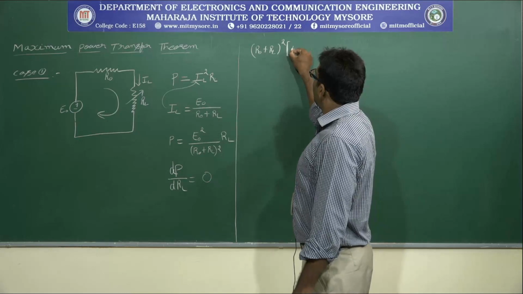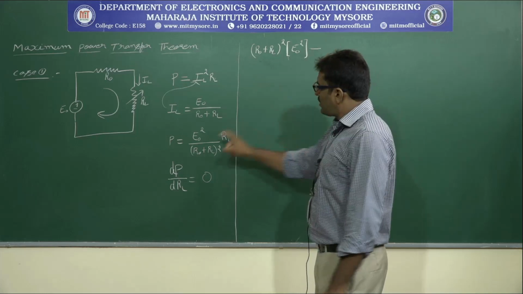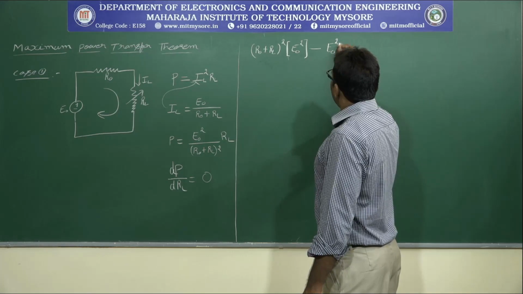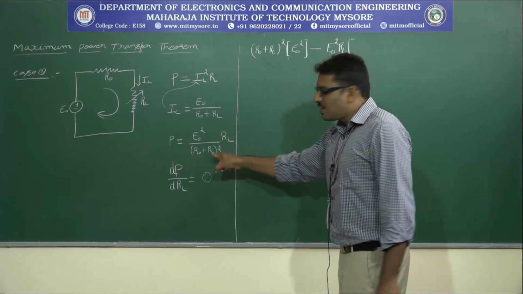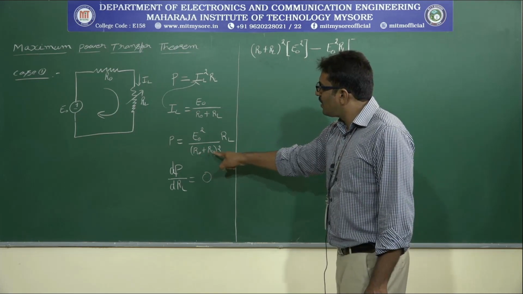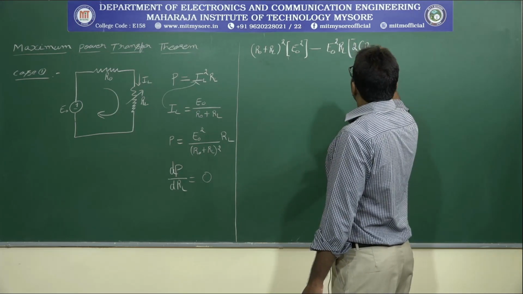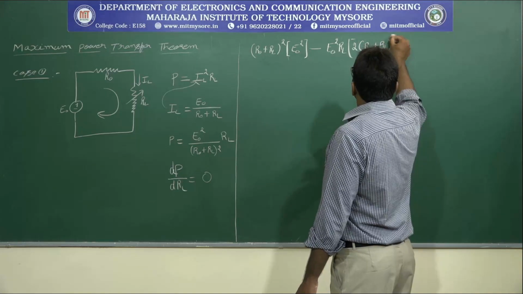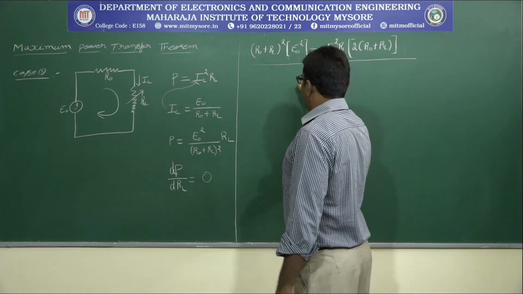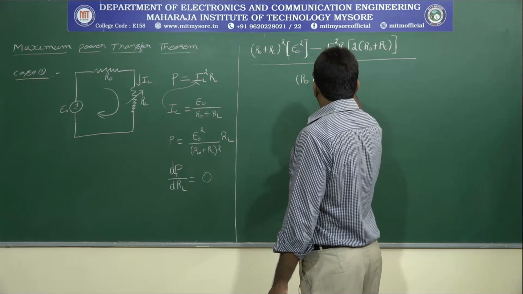So then what is the remaining? E naught square. Next, minus the numerator. What does the numerator consist of? E naught square into RL. Now the differentiation of the denominator again with respect to RL. What is the differentiation of (R naught plus RL) whole square? 2 into (R naught plus RL), divided by the whole denominator squared, that is, ((R naught plus RL) square) whole square.